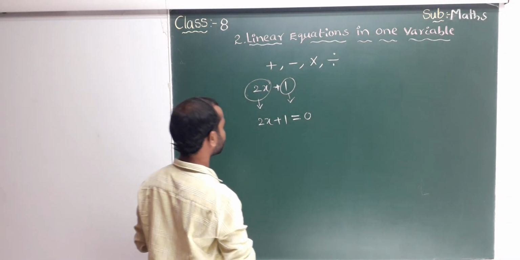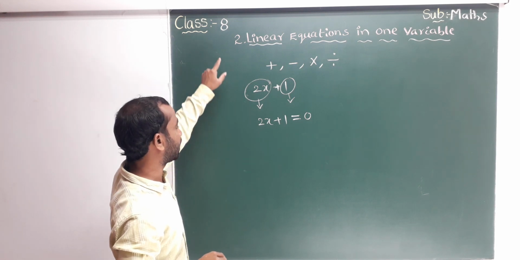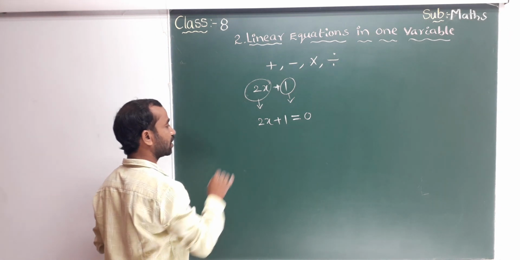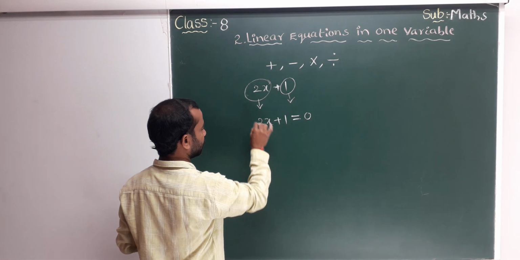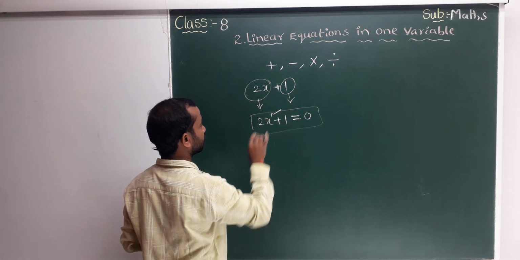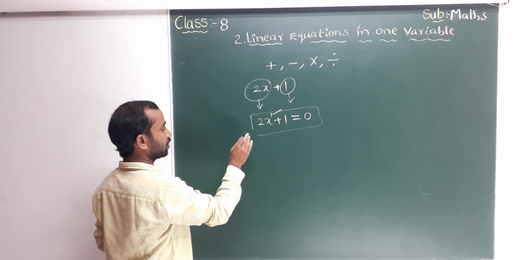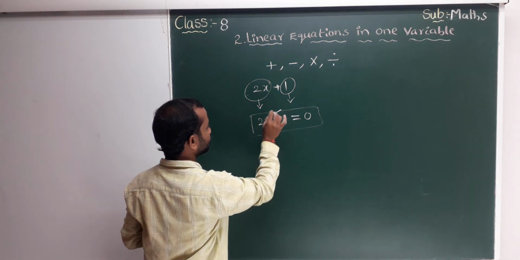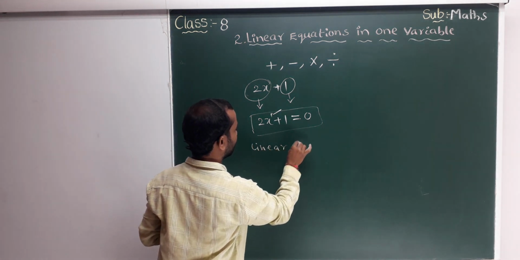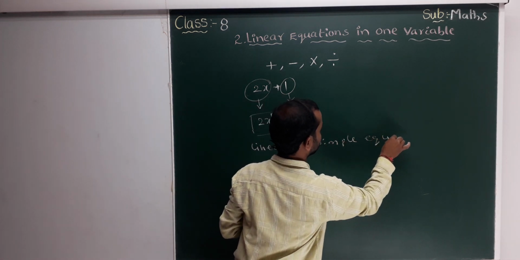Next, linear equation or simple equation means the degree of the equation is 1. If the degree of an equation is 1, then it is called a linear equation. From this example, the variable power is 1. So it is called a linear equation. In an algebraic equation, if the degree is only 1, then it is called a linear or simple equation.